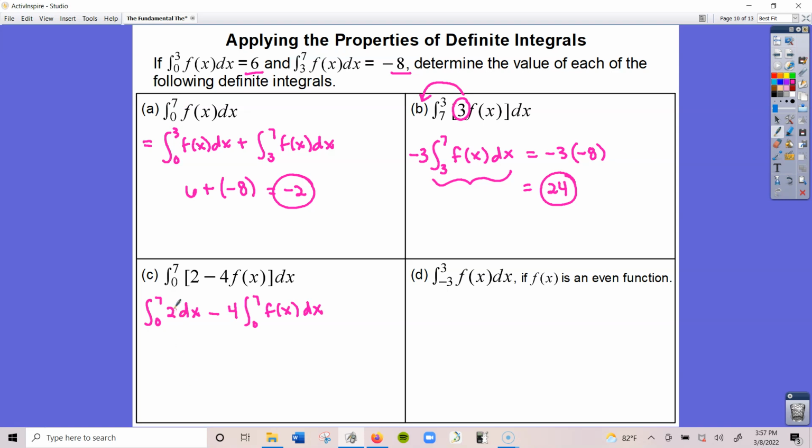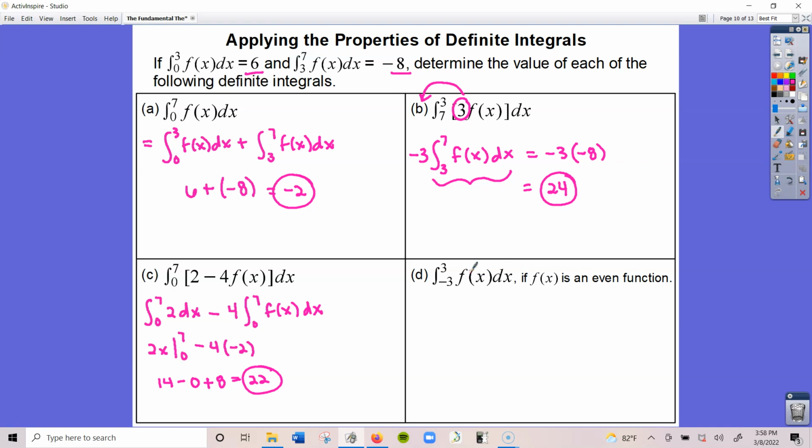So this is going to be, the integral of 2 is 2x, and I need to evaluate that from 0 to 7. Minus 4, and the integral from 0 to 7 of f of x, like I said, we got here, is negative 2. Now I'm going to plug in the 7. 2 times 7 is 14, minus 2 times 0, which is 0, minus 4 times negative 2, which is plus 8. And 14 plus 8 is 22.